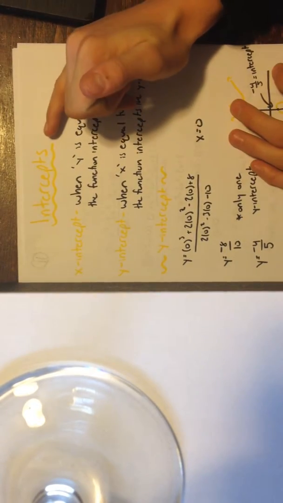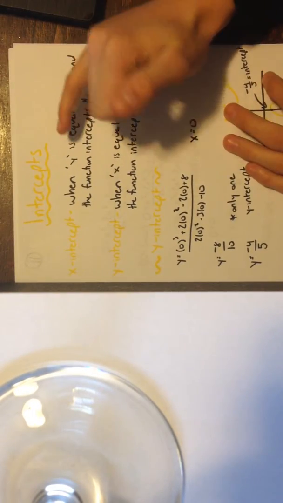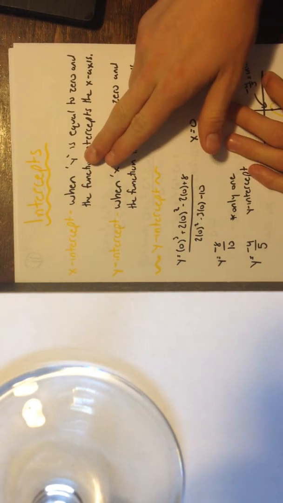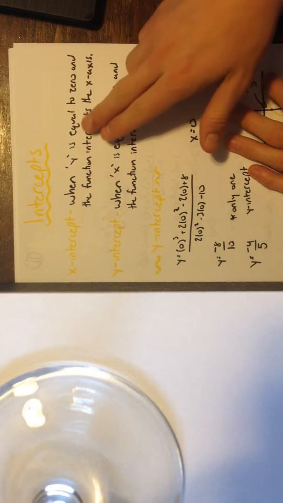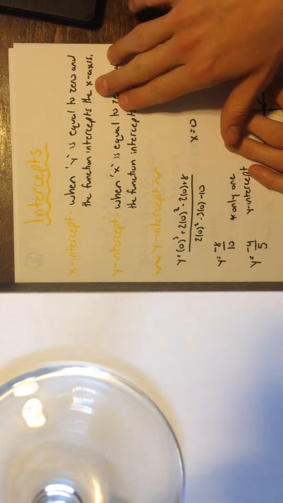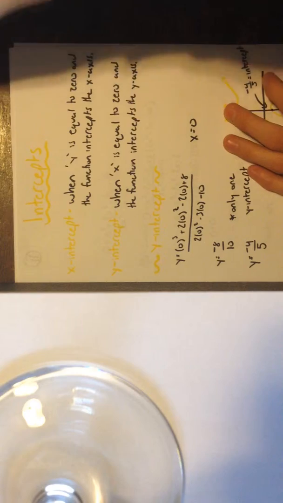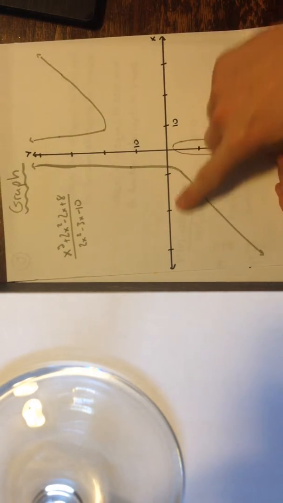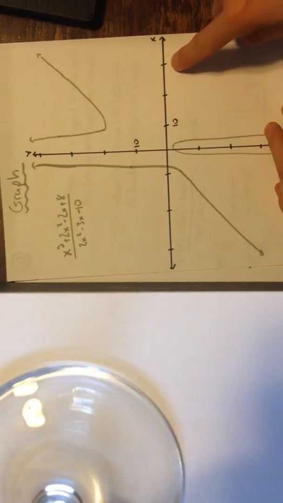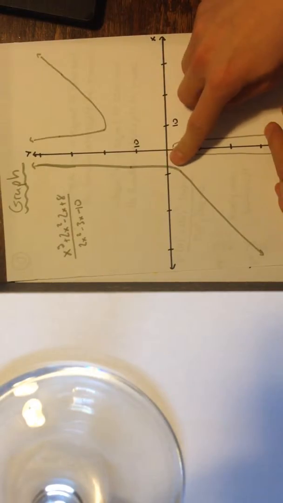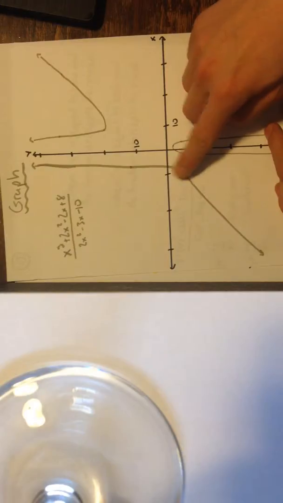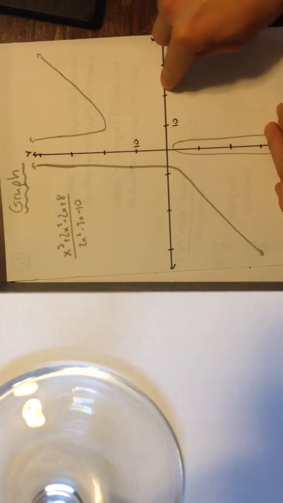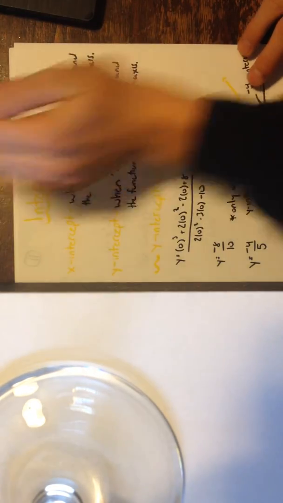Next, we'll take a look at the intercepts of my function. There are two types of intercepts, an x and a y-intercept. The x-intercept is when the y value is equal to 0 and the function intercepts the x-axis. If we look here, the x-intercept will be anywhere along this line, and at this line y is equal to 0. That's why when we look for an x-intercept, we look for when y is equal to 0, because that is where the equation will intercept the line.